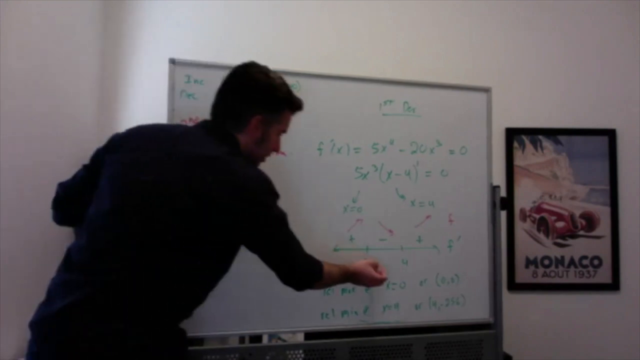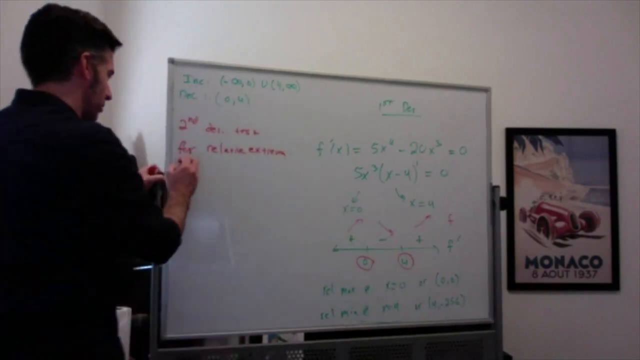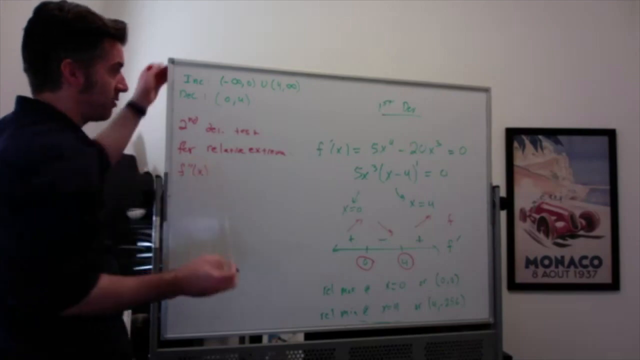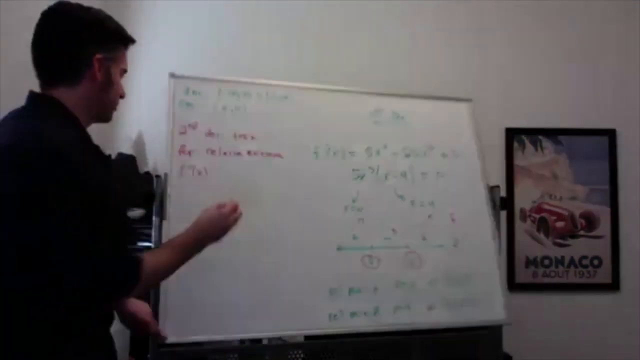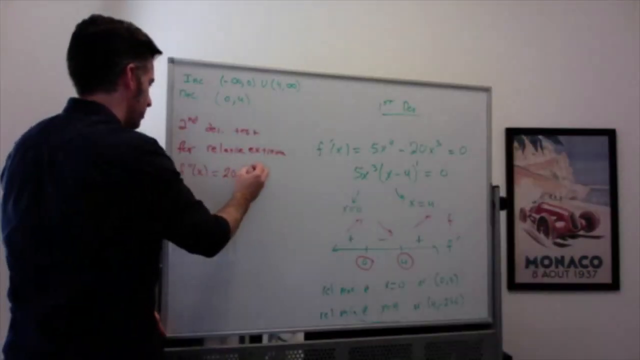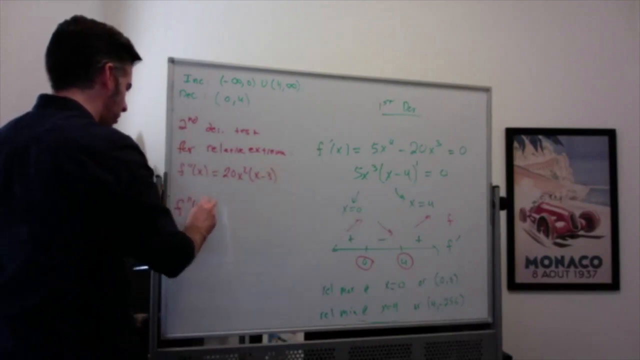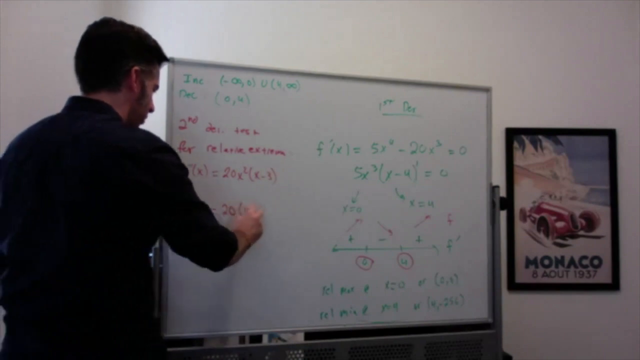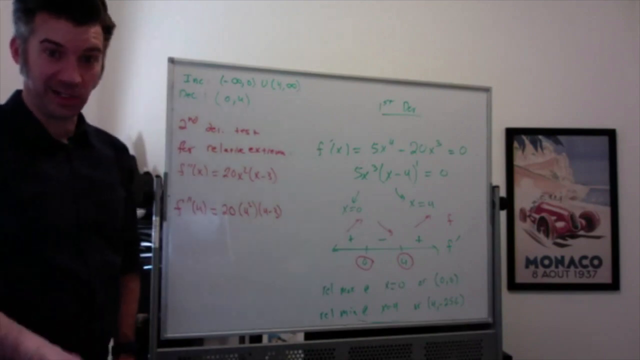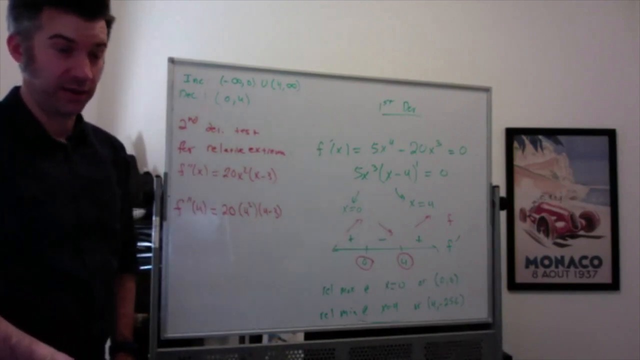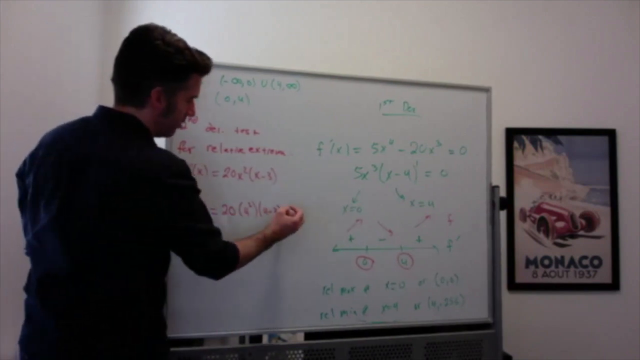You can take your critical values, 0 and 4, and you can plug them into the second derivative. So again, remember our second derivative, I'm going to give you the factored form. Our second derivative is 20x squared times x minus 3. And then I'm going to plug in 4. f double prime of 4 is 20 times 4 squared times 4 minus 3. And honestly, I don't care what it's actually equal to. I just care whether it's positive or negative. In this case, I've got 20 times 16 times 1. That's going to be positive. It's going to be 320.